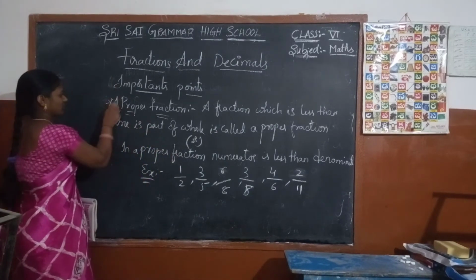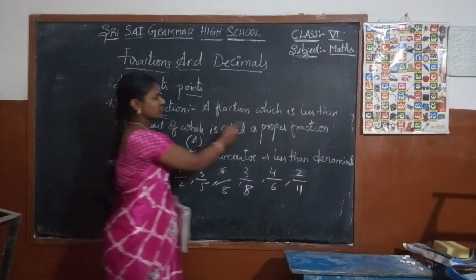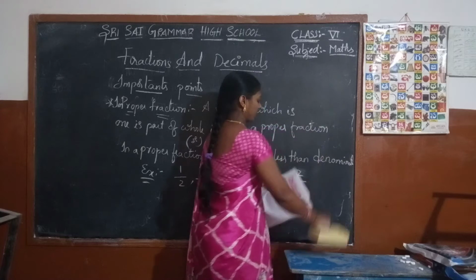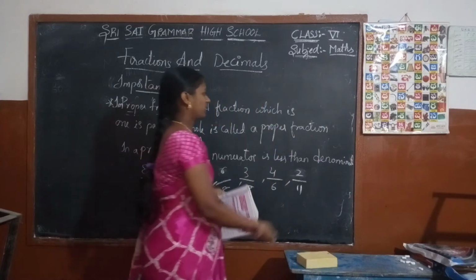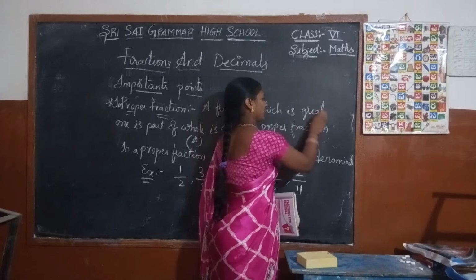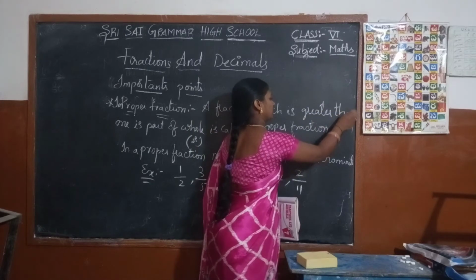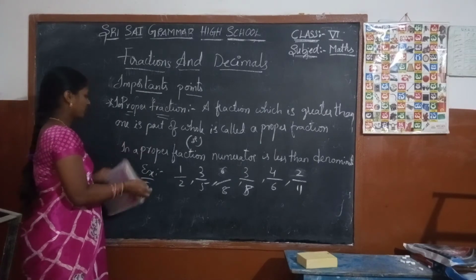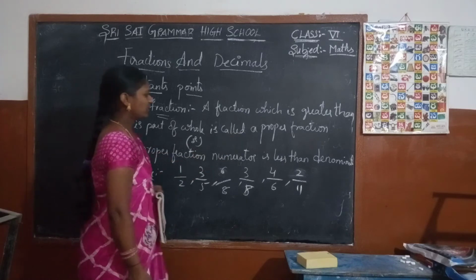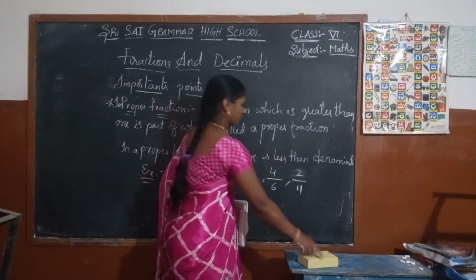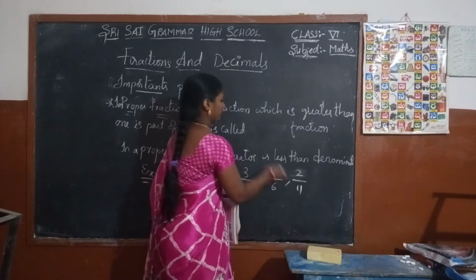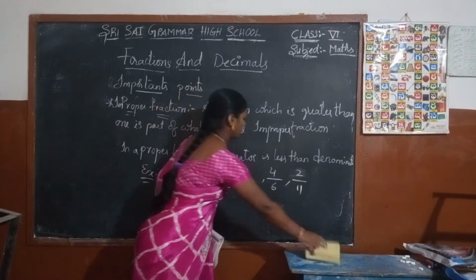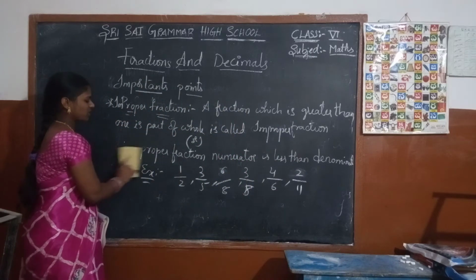Improper fraction. A fraction which is greater than... Here I am going to write. A fraction whose numerator is greater than the denominator is called an improper fraction. Here you can write one more example.